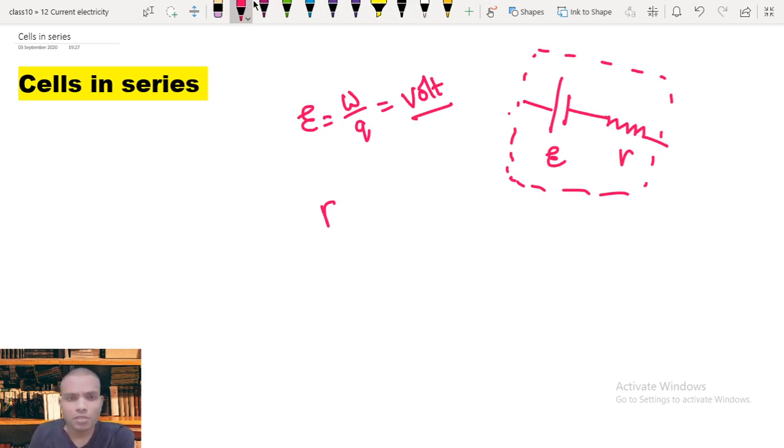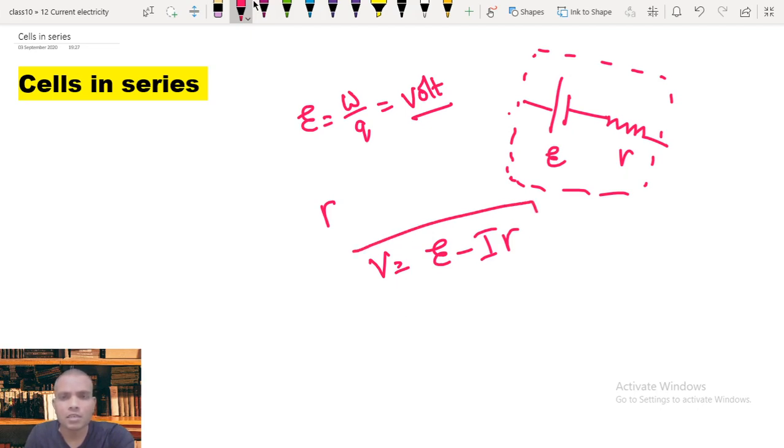the terminal potential difference. The terminal potential difference V equals EMF minus I times R. Here I is the amount of current flowing through the cell, R is the internal resistance, E is the EMF, and V is the terminal potential difference. The terminal potential difference is the potential drop across the cell when we connect the load.